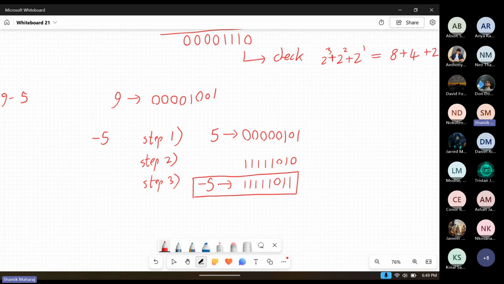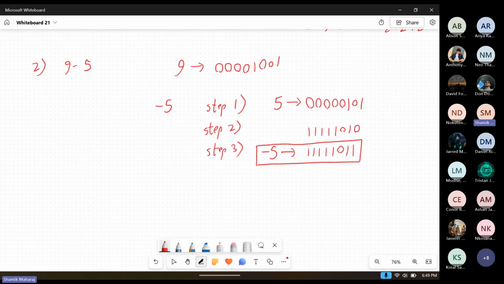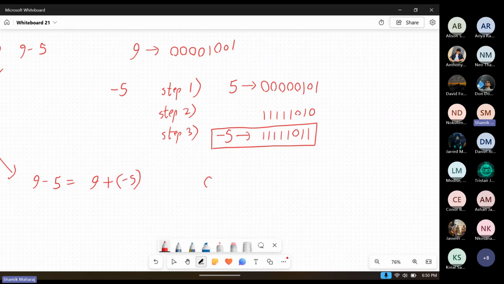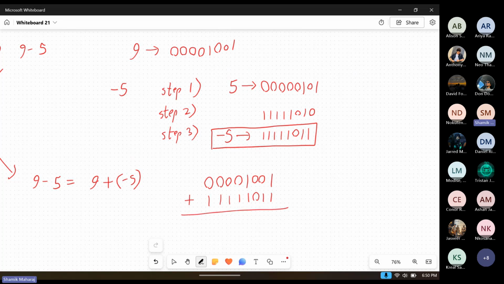Now 9 minus 5 is just going to be 9 plus this number I just worked out, right? 9 plus minus 5. So let's write the 9 on top, 0, 0, 0, 0, 1, 0, 0, 1, and the minus 5 at the bottom, 1, 1, 1, 1, 1, 0, 1, 1. Add these together and we should get a decimal.